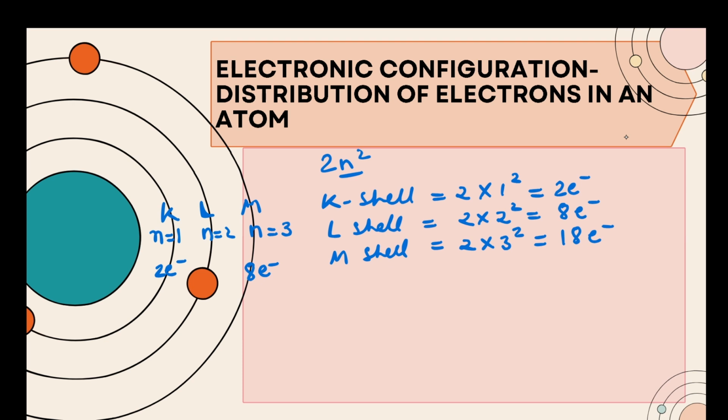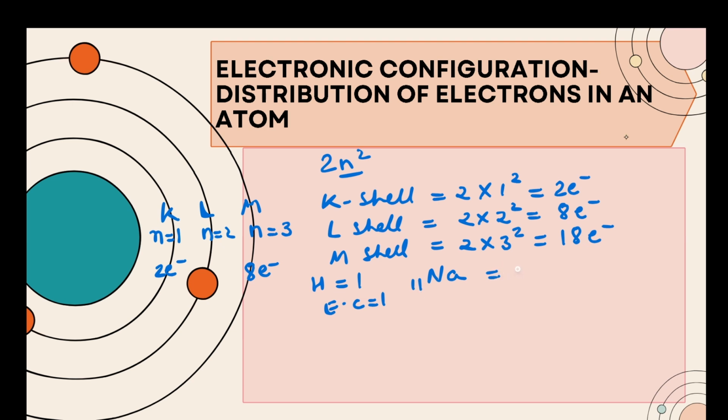Only you have to stick to the first 20 elements and the simple filling of electrons on the basis of that the first shell will accommodate. Like for hydrogen, its atomic number is 1. So its electronic configuration will be 1. But if I take the example of, for example, sodium. Now sodium's atomic number is 11.